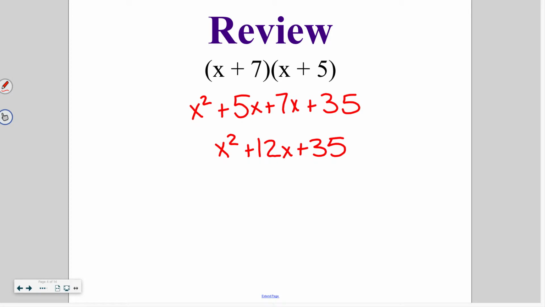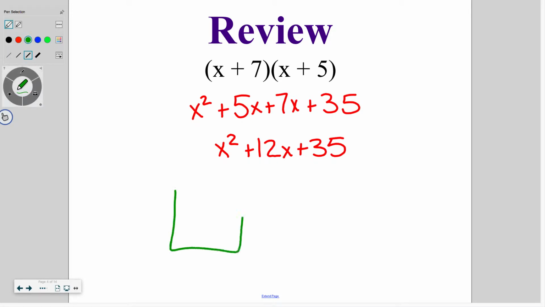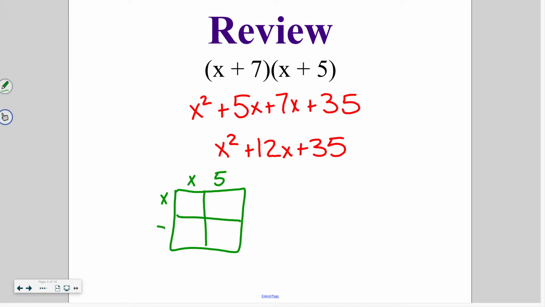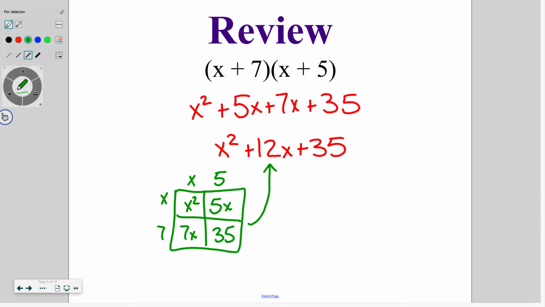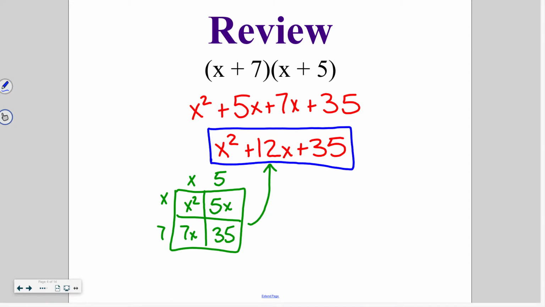Your other option was to use the box and set it up in a 2 by 2 format and say x and 5 and x and 7, which gives you x squared, 5x, 7x, and 35 after multiplying, which again, combining your like terms, gets you back up to the x squared plus 12x plus 35. This was our answer last chapter, and it's going to be the start of our problem this chapter. So our goal is to get back to these factors. So it's going to give us the answer expression, and we're getting back to those binomial factors.